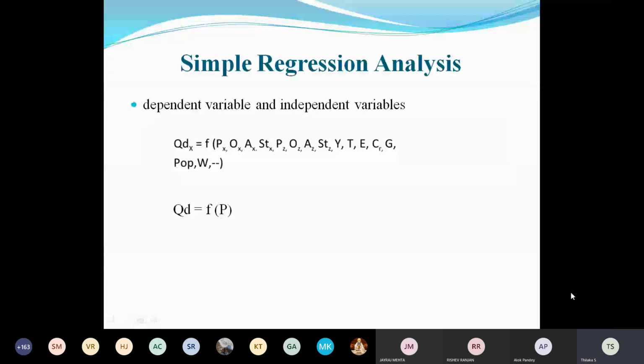Okay. Next thing is the regression analysis. So what's the time? What's the time, guys? Ma'am, it's 12. Six minutes more, ma'am. Just a minute.